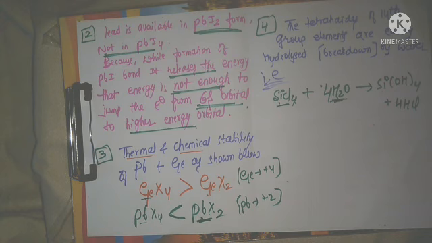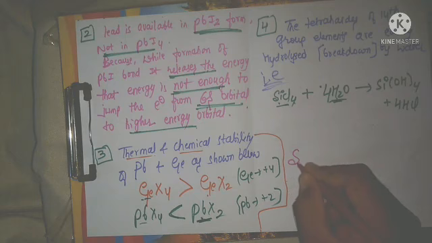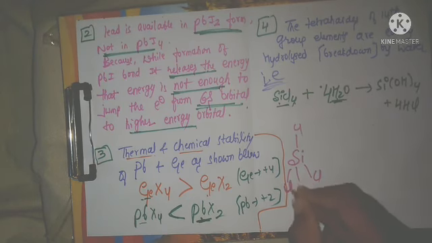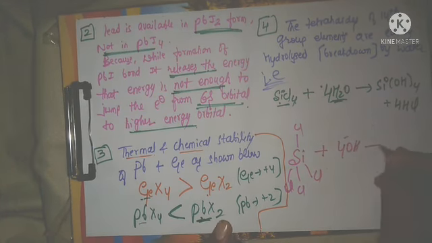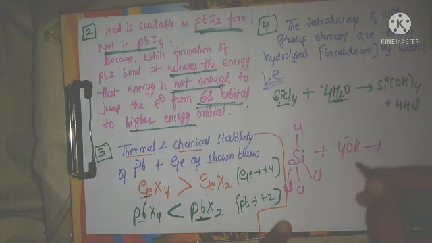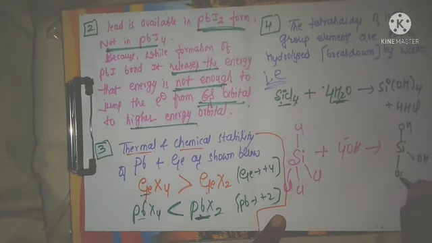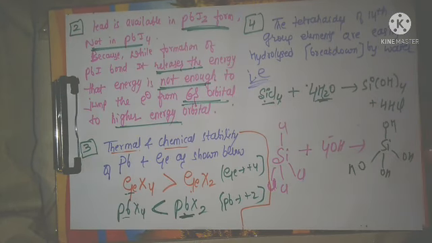If you want to see the structure, check here. I will write silicon with 1 Cl, 2 Cl, 3 Cl, 4 Cl. The 4 Cl atoms are there. When they react with 4 OH minus, the Cls are replaced by OH, giving Si(OH)4. In this way the reaction will take place. Now we will stop here and continue in the next video or next class.